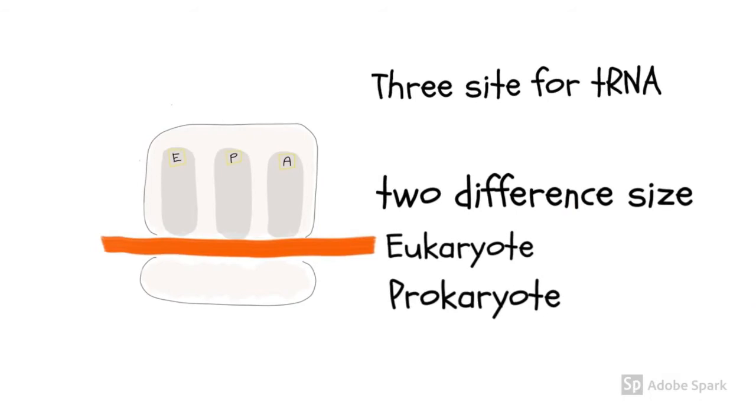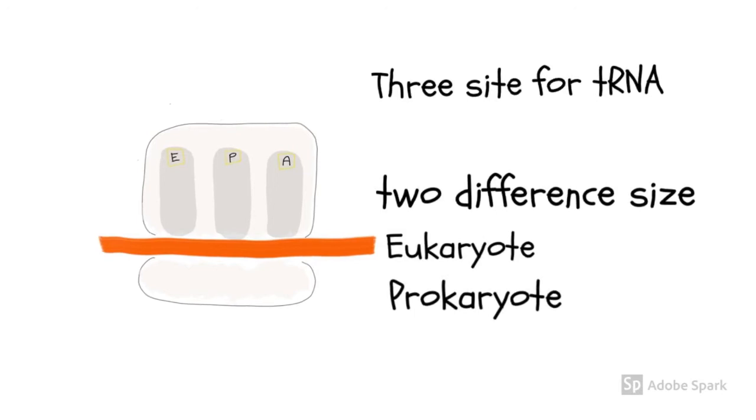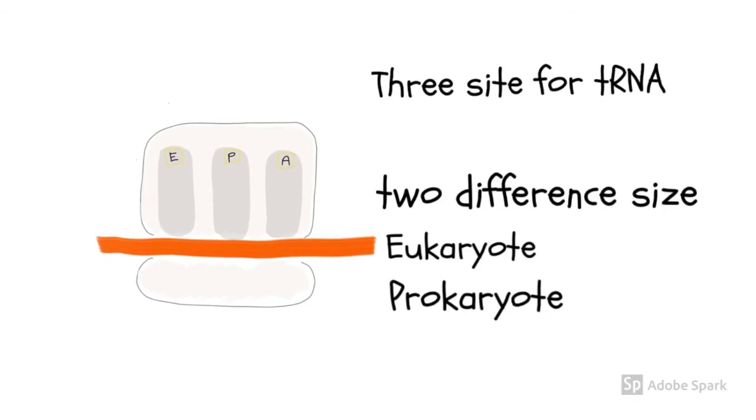Ribosome has three slots for tRNA: the A site, P site, and E site. tRNA moves through these sites from A to P to E as they deliver amino acids during translation.